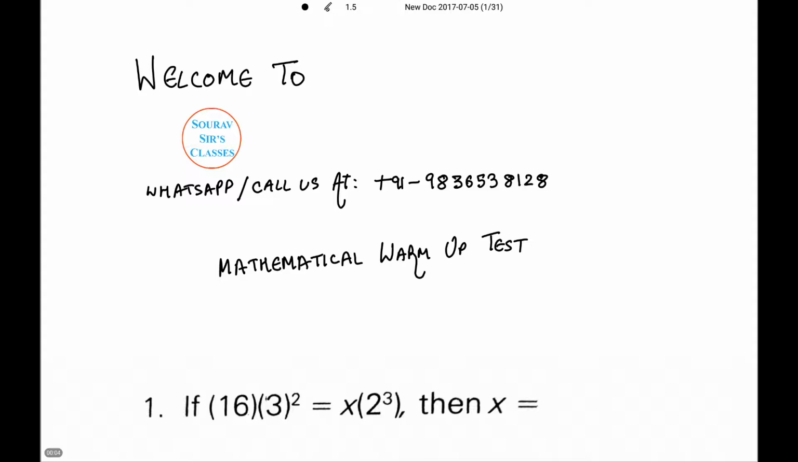Today we are going to be doing a mathematical warm-up test. Also, we'll be solving along with the questions.